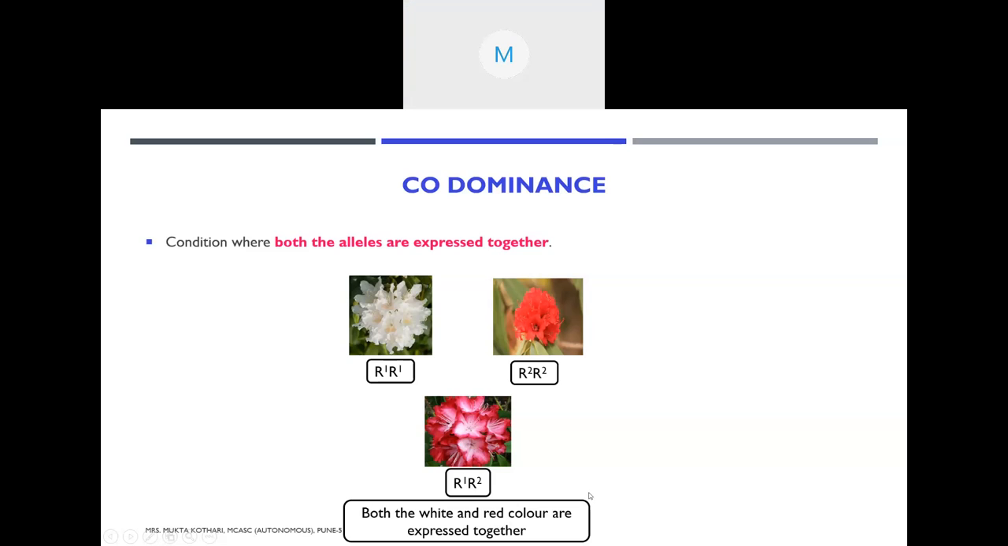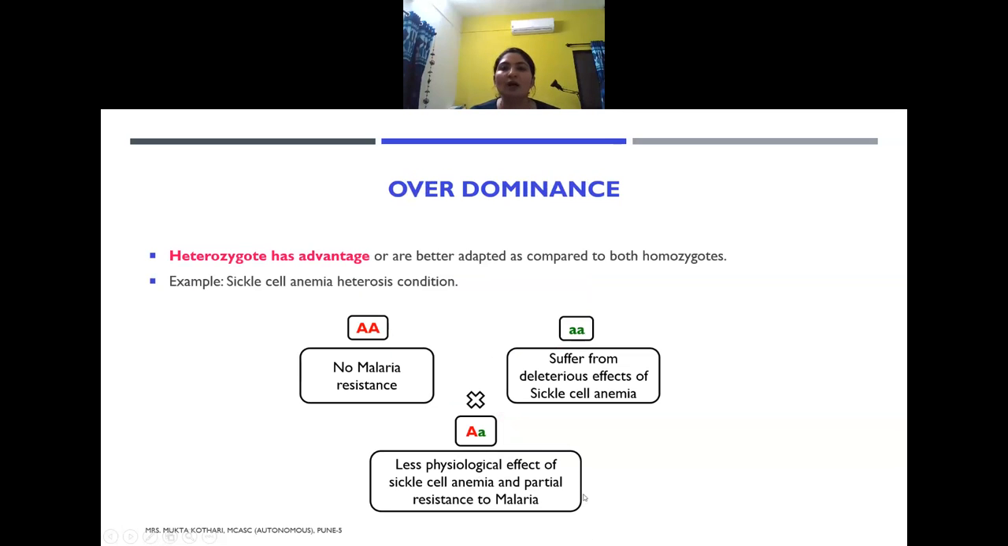Let's move on to the third concept, that is overdominance. Overdominance is totally different from the incomplete dominance and codominance phenomena. Here, the heterozygous form will have an advantage over both the homozygous forms. So here it will show the heterosis phenomenon. I have given an example of the sickle cell anemia heterosis condition.